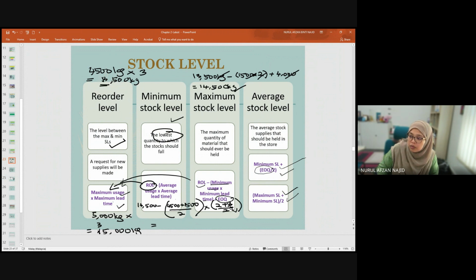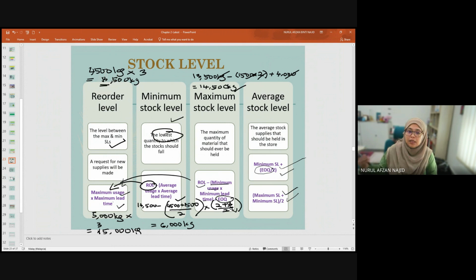How to get the average usage? Maximum tambah minimum bahagi 2. How to get the maximum lead time? Maximum lead time tambah minimum lead time bahagi 2. So you akan dapat 6,000 kg kat situ. Okay?